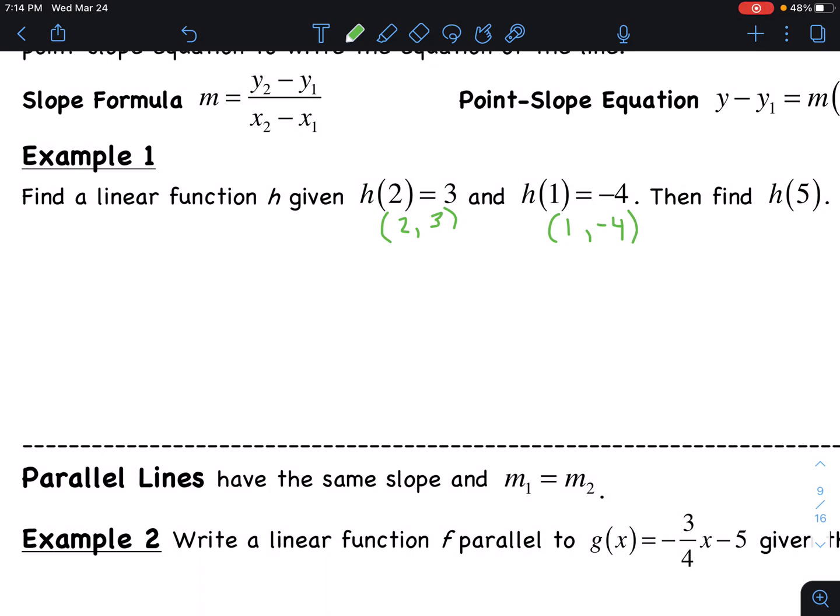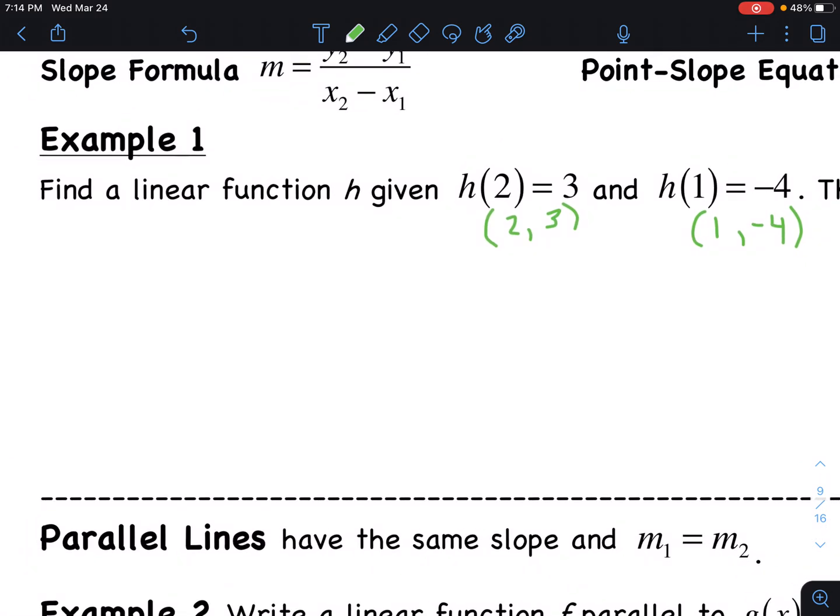So let's focus on these two points that I just wrote in green. As the goal here is to write a linear function, we do need a slope, so that's going to come in first. Slope is y2 minus y1 divided by x2 minus x1. So subtract, and then divide. So our slope is 7.